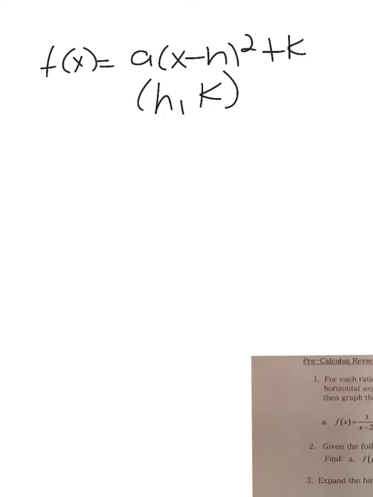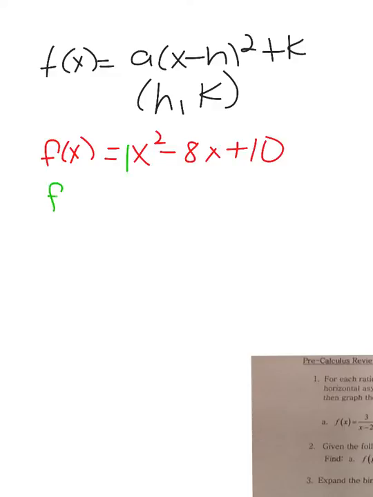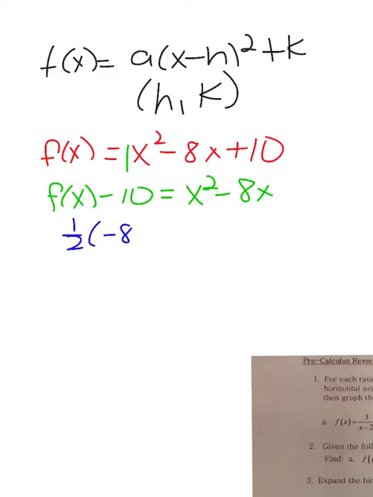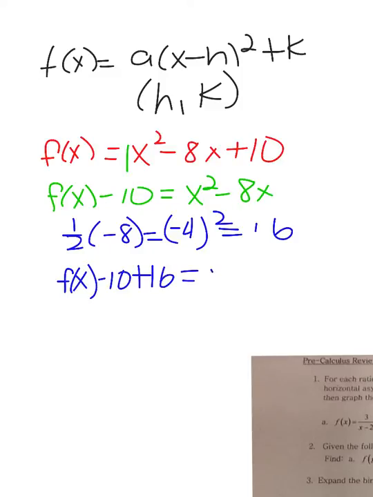So that's f of x is equal to x squared minus 8x plus 10. So you have to complete the square. My leading coefficient is a 1 here, so that's good. So I subtract 10: f of x minus 10 equals x squared minus 8x. Now I do half of -8, which is -4, squared is positive 16. I add that to both sides: f of x minus 10 plus 16 equals x squared minus 8x plus 16.